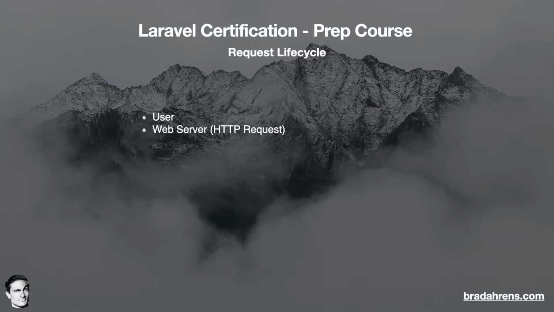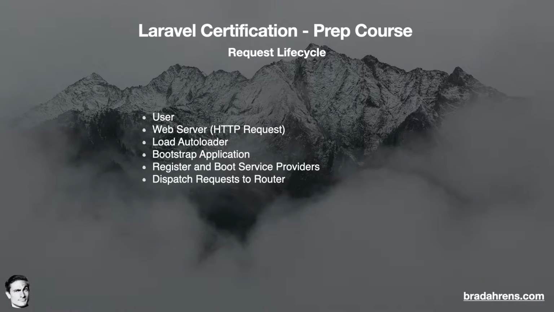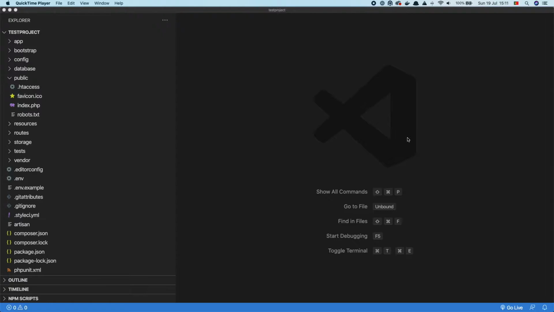The request will then go to the web server. The server will then autoload dependencies from Composer. It will then bootstrap the application, register and boot the service providers, and they will then dispatch the request to the router. Then in most cases, the router will push these requests to the controller where all the logic is. And finally, the controller will bring the information along with the views in the form of a page to the user, completing the cycle. All right, now let's check out the code to see how this functions.